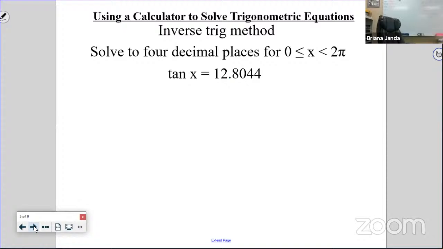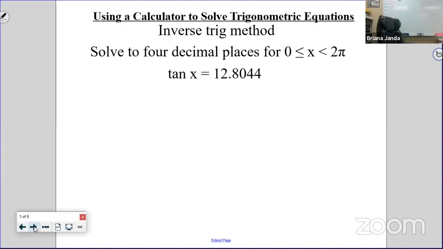The last thing we are going to look at today, so skip your next couple examples, is how to do this on a calculator. Okay. So using a calculator to solve a trig equation, your directions do say to solve to 4 decimal places. So we will write out 4 decimal places as we write out our answers on our calculators.